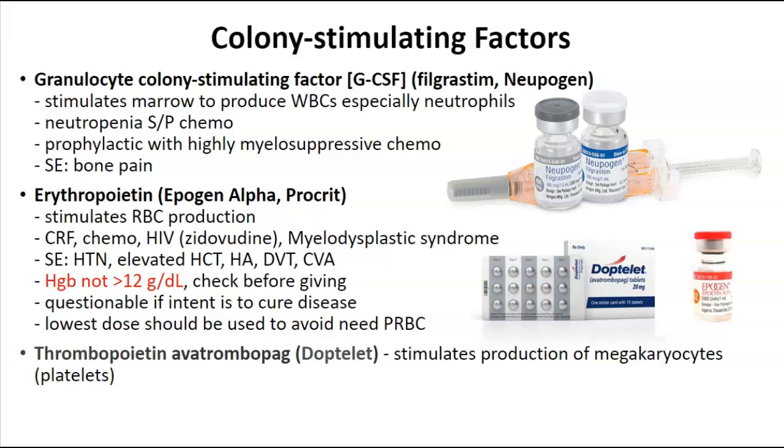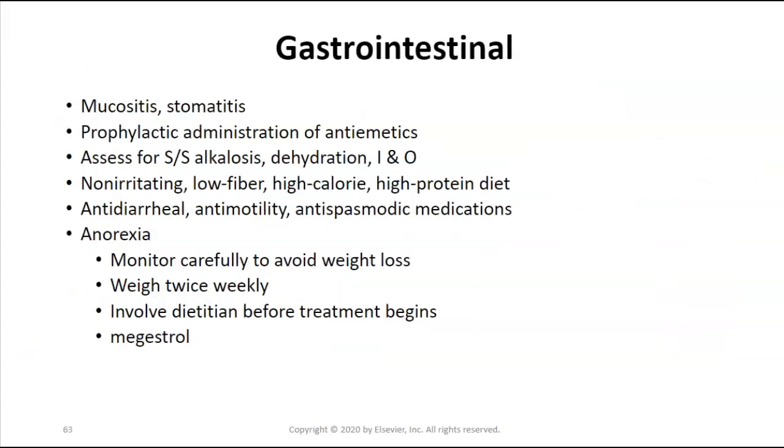All right, so let's go on to the next thing, some of the GI effects, okay? Some of the most common you're going to see are mucositis and stomatitis, and because of that, we really need to give prophylactic administration of the antiemetics. It is underreported and undertreated. That's why we recommend prophylactic treatment.